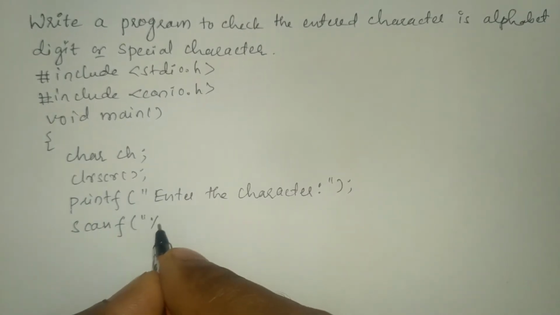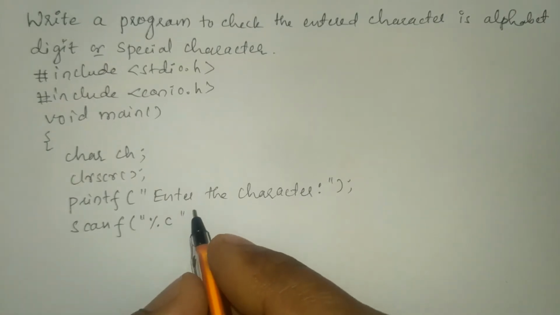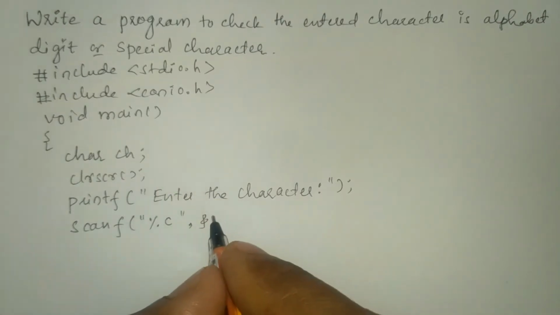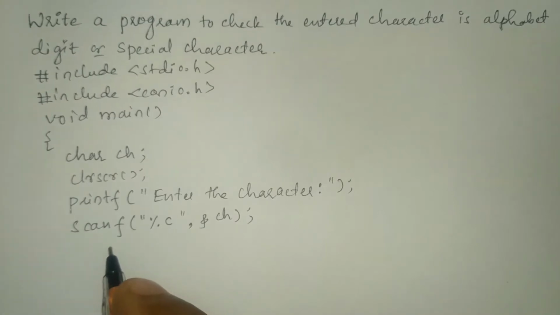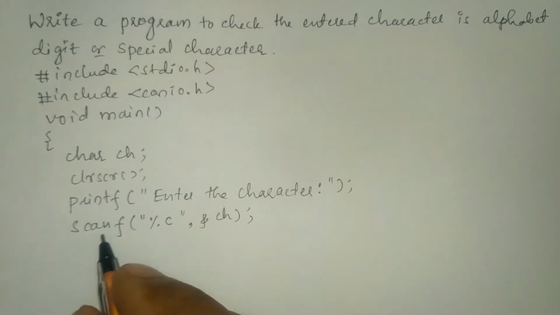Here we are seeking one single character from the user's keyboard using the scanf statement. In double quotation marks, we are going to write the %c format specifier that represents a char type of data, and put a comma, ampersand, and use this variable ch. Now we are going to check whether the entered character is an alphabet, a digit or a special symbol.